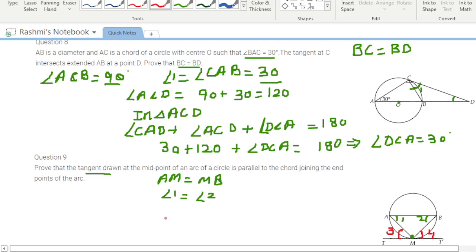We have just proved angle 1 is equal to angle 2. These two angles are equal. Angle 3 is equal to angle 2. From these two, we can say that angle 3 will be equal to angle 1. This will be only possible when the lines AB and TMT dash are parallel. Hence, these two lines, AB is parallel to line TT dash. Hence, it is proved.